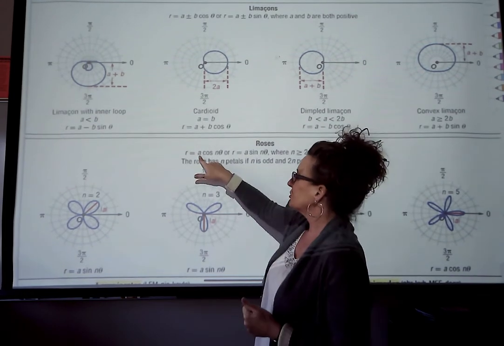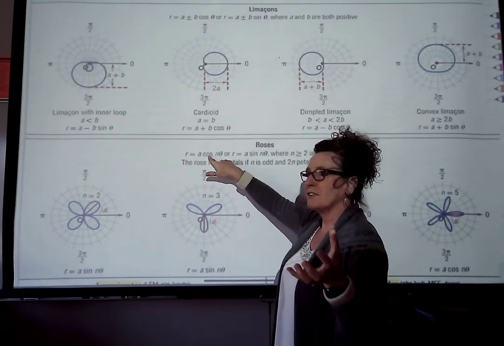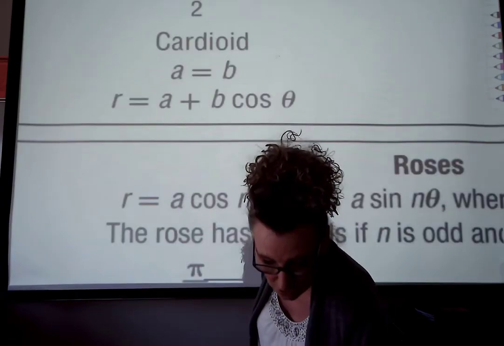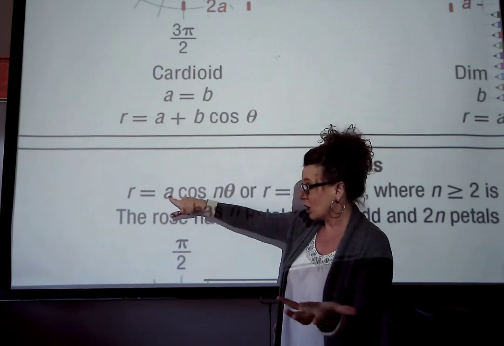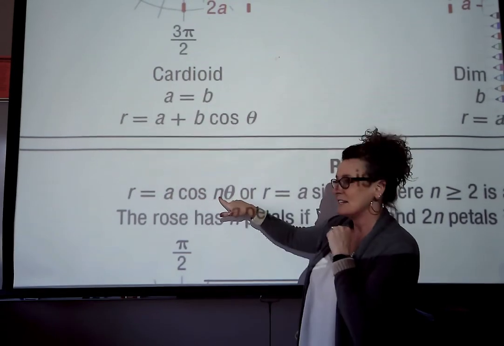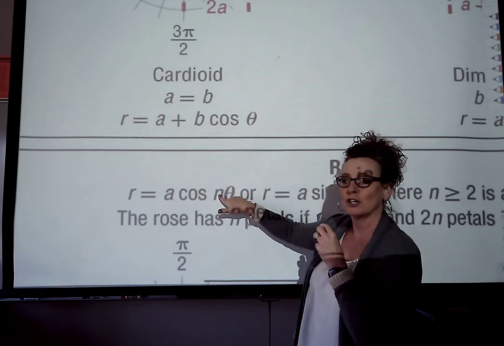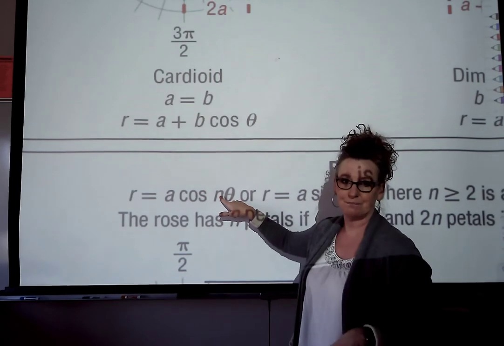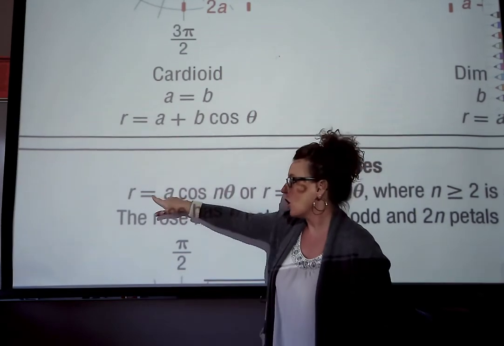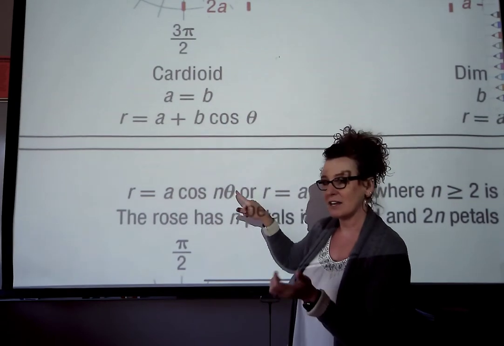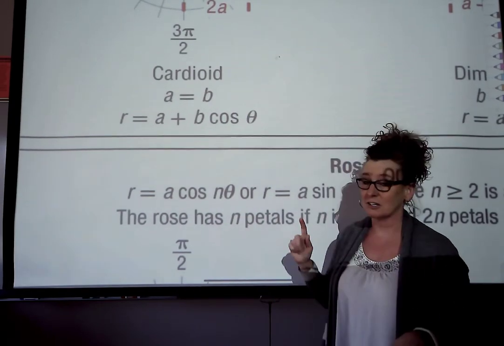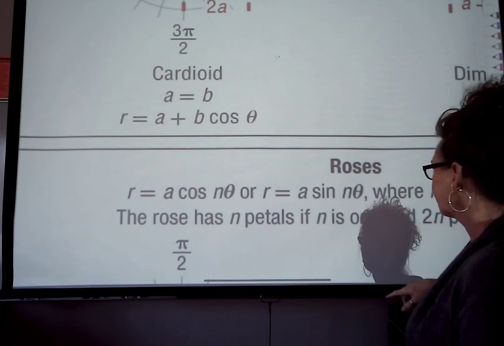So this is what your equation looks like. This looks very similar to the equation of a circle. However, instead of just being a constant times cosine of theta, now we have another constant in here with our angle. So this might be like r equals 3 cosine 5 theta. And that's going to produce a rose. And same with sine.